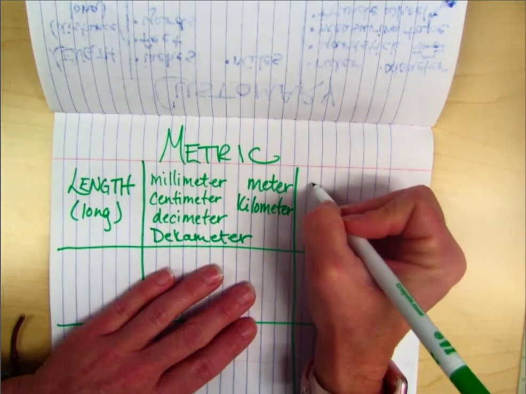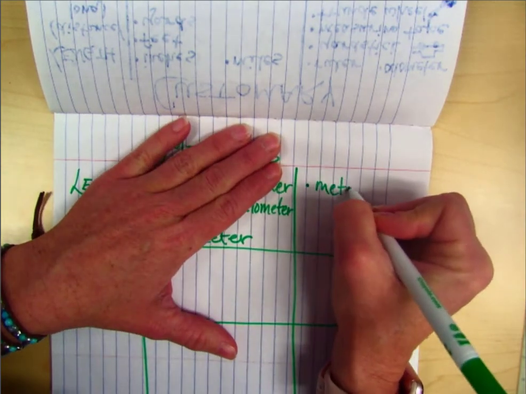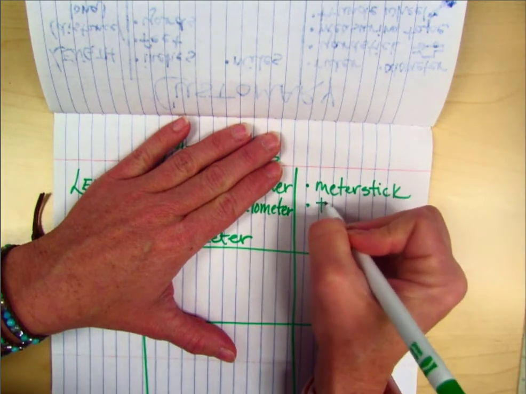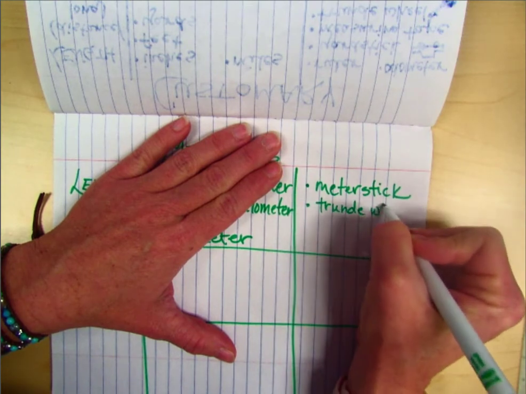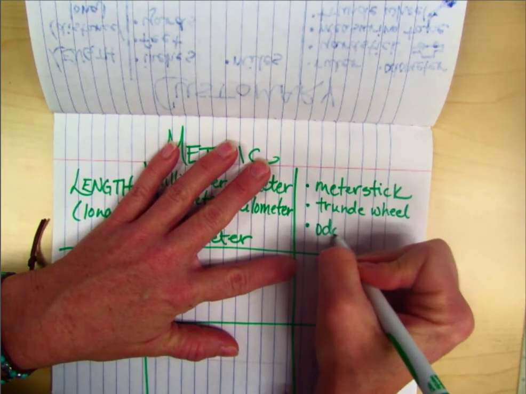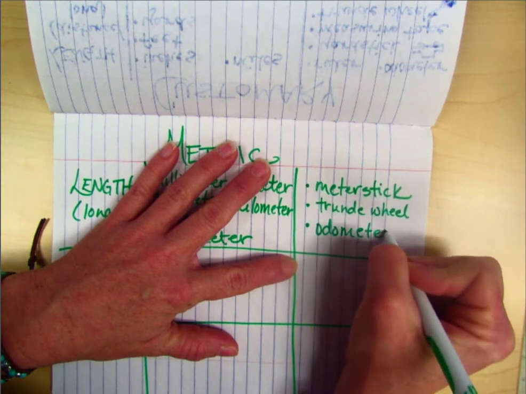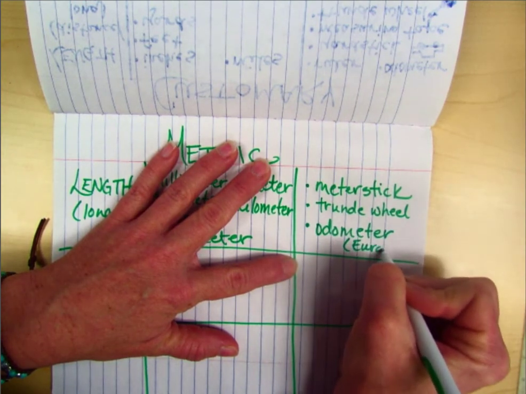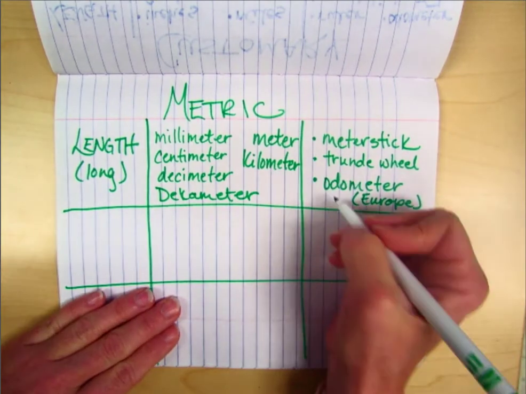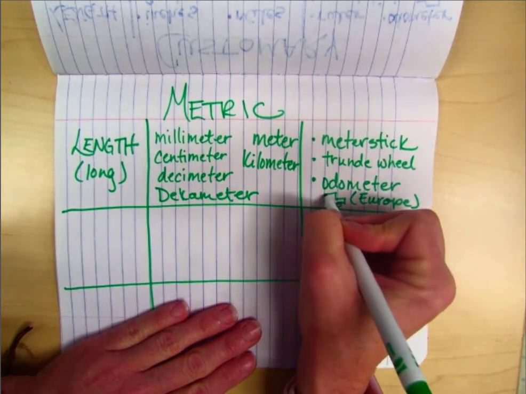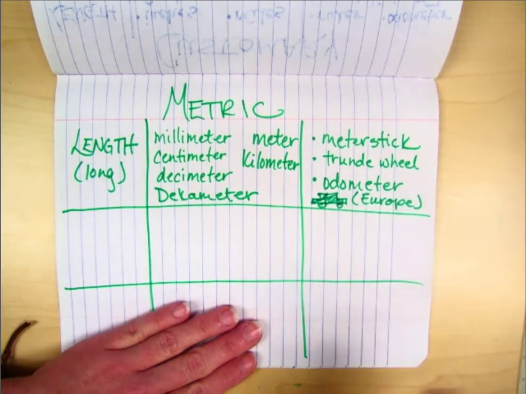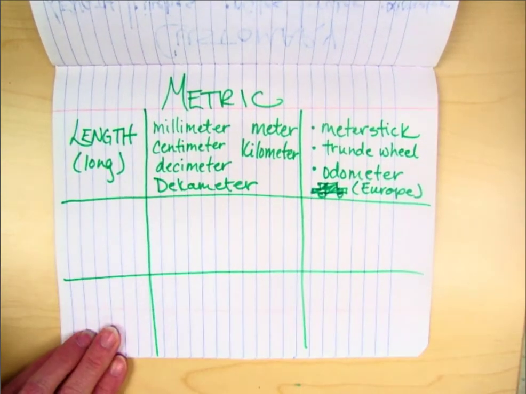But for tools, we're going to use a meter stick, a trundle wheel, and these are special types of trundle wheels that are only metric, and an odometer would work as long as you live in Europe or someplace with cars set up for metric kilometers. So the cars overseas, instead of measuring how many miles your car has gone, they're going to measure how many kilometers your car has gone. So it's just a little different depending on the country you're in and what they use.